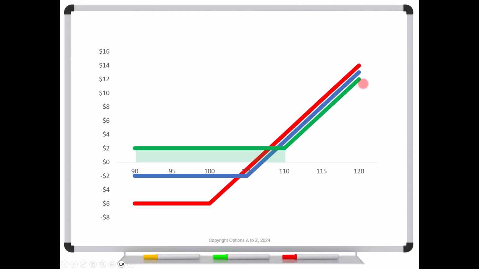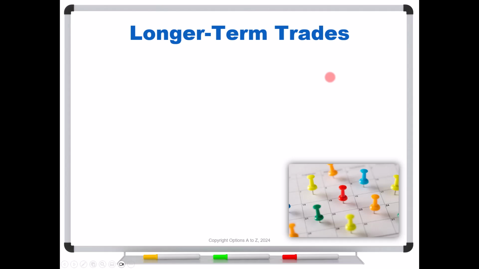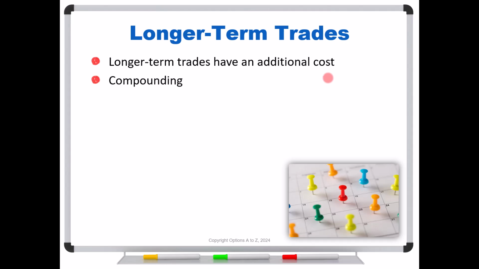So again, this is where a lot of traders get a little bit overzealous and they think, oh, this is the greatest thing. Let's just continue to roll. Well, that's one cost, this idea of pushing the break-even points forward. But there's another that's even more devastating for longer-term trades. So longer-term trades have an additional cost that is always overlooked by traders, and that is compounding.